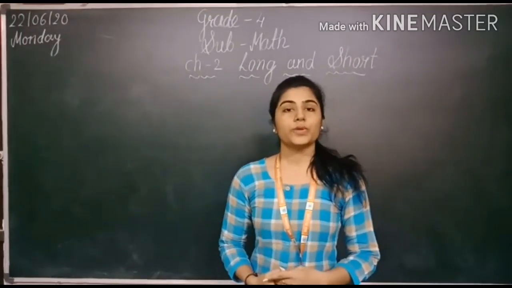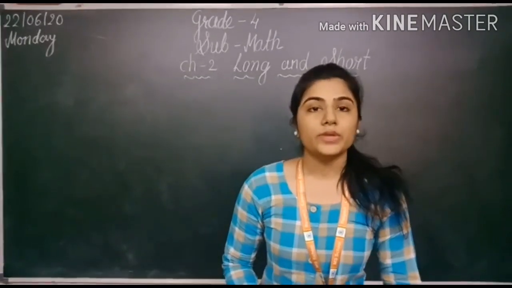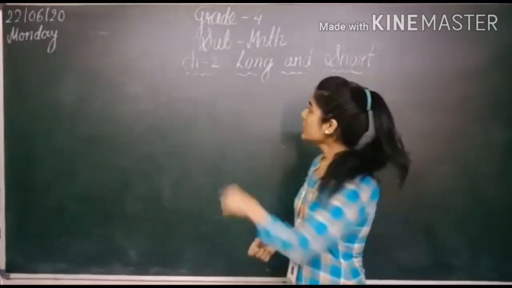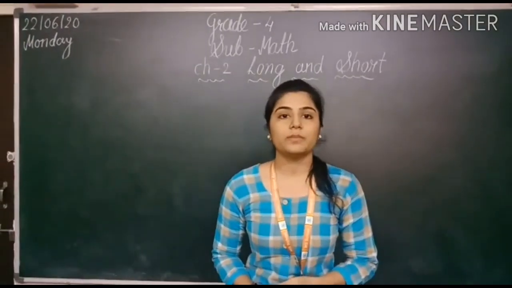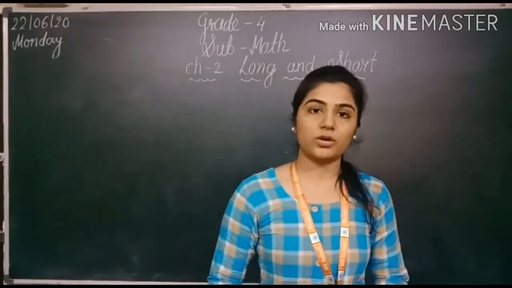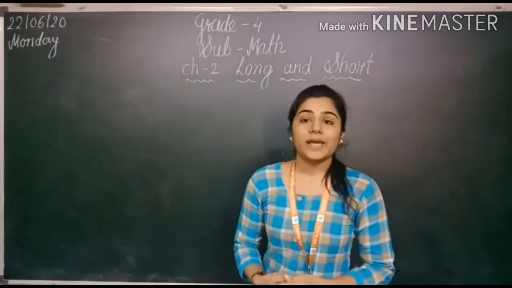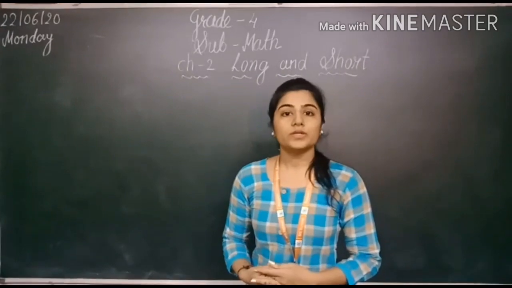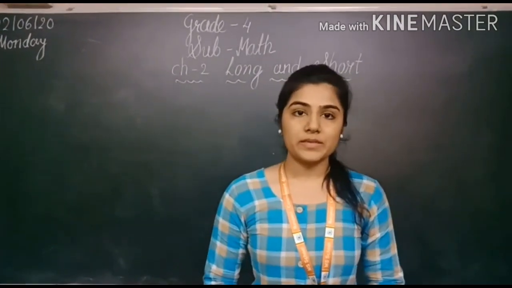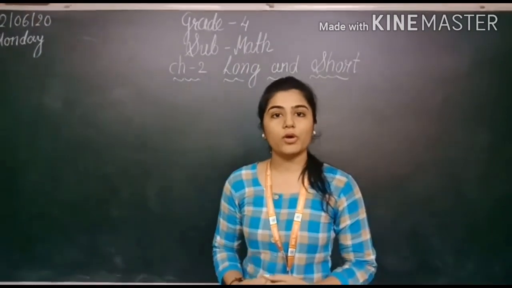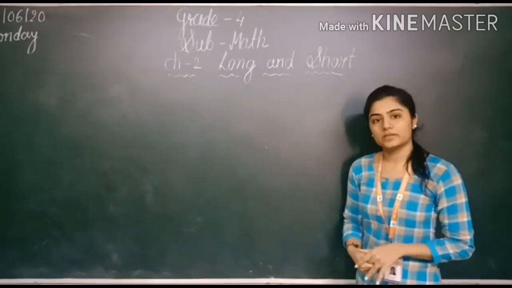In the previous video, you learned about Chapter 1, which is Building with Bricks. And today, your second chapter is Long and Short. In the previous grade, you learned about the measurement units of length, capacity and weight. Length we measure for distance, weight we measure for mass, and capacity we measure for the volume of liquid. And here we are talking about length.